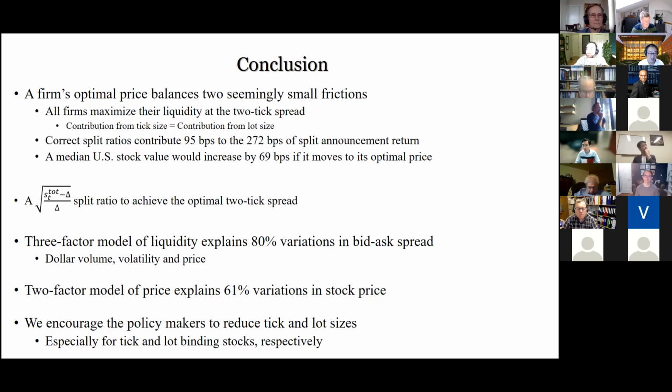Finally, there are different considerations, but we encourage policymakers to reduce tick and lot sizes, especially for tick-binding and lot-binding stocks, respectively. So thank you for your time. I will still be here in case you have any questions.